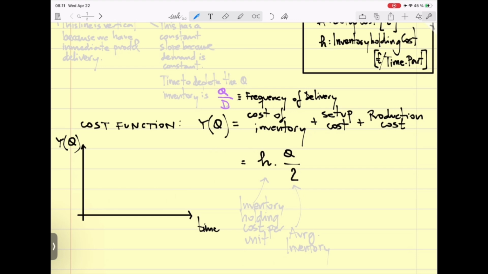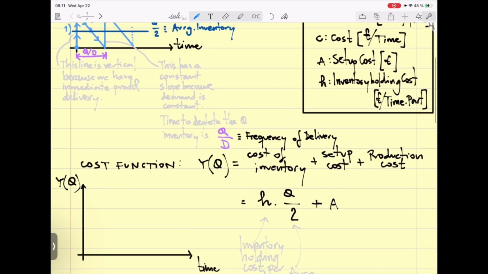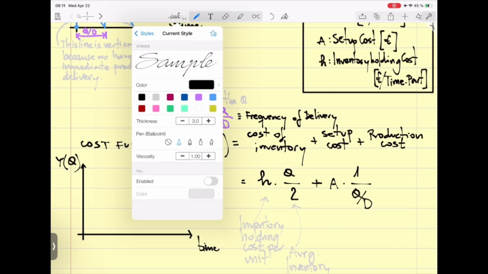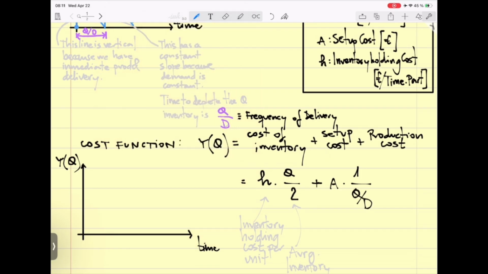Okay, so now the setup cost. So every time we do a setup, we pay A because of the parameters we have there, setup cost, multiplied by how often we change the machine over, the frequency. So we get that. This is the setup cost, and this is the frequency of setup.